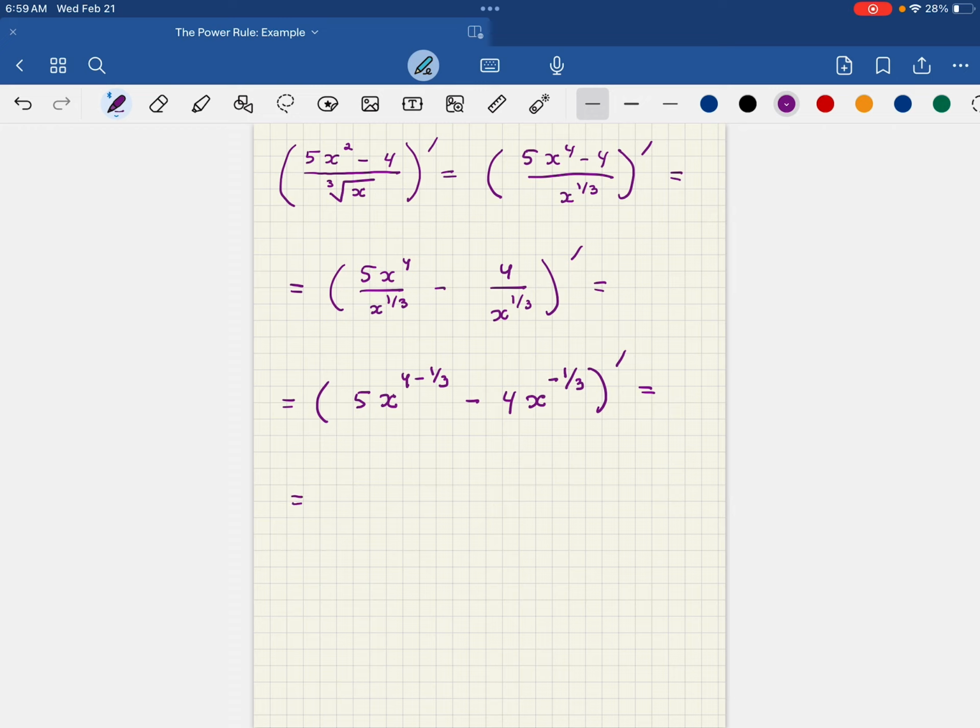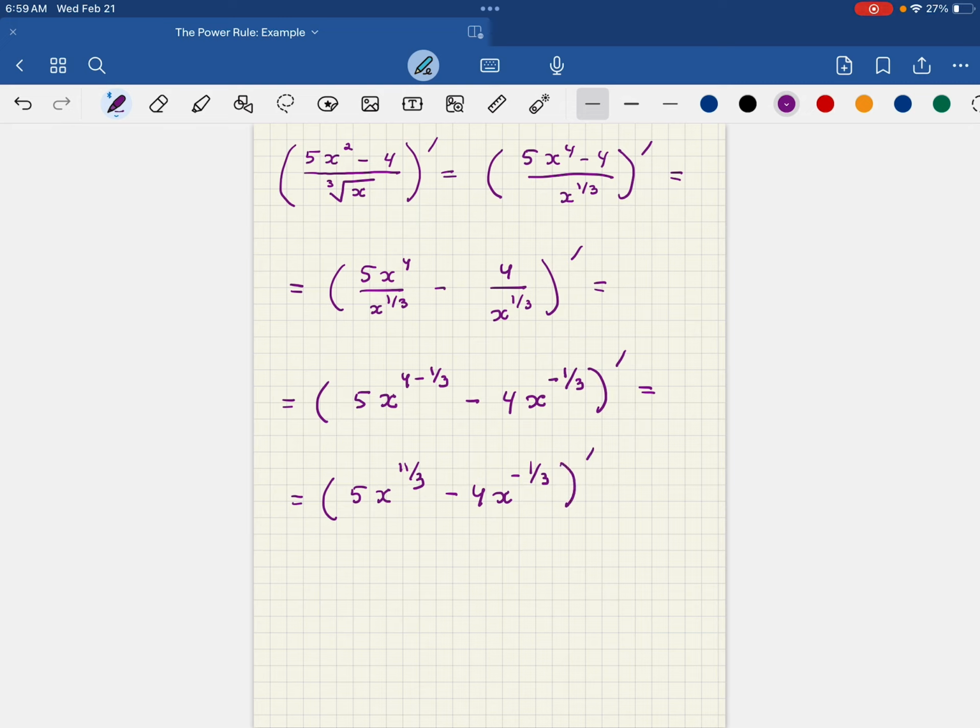Let's next compute 4 minus 1/3 for the exponent of that first term. Making a common denominator, we find that the exponent is 11 thirds. So 5x to the power 11 thirds minus 4x to the power negative 1/3.